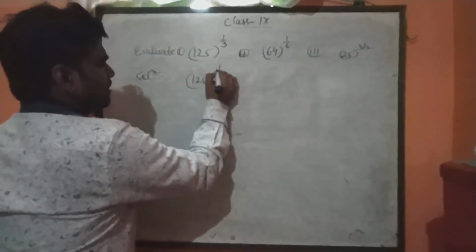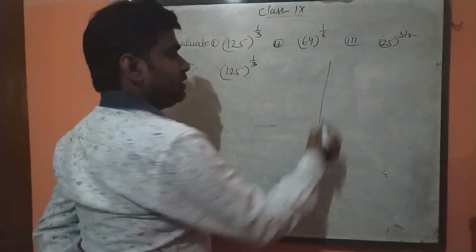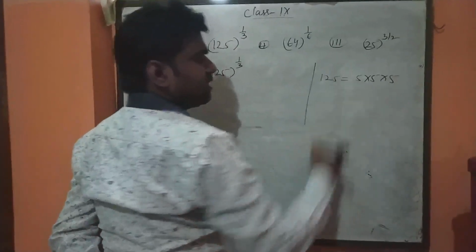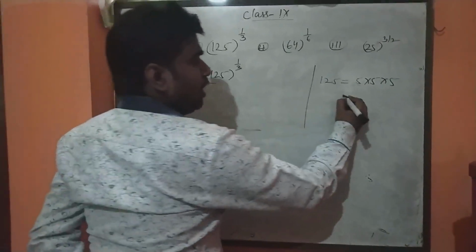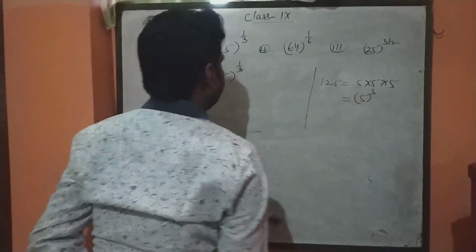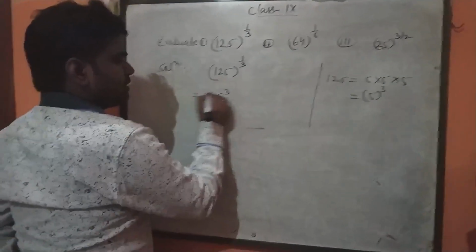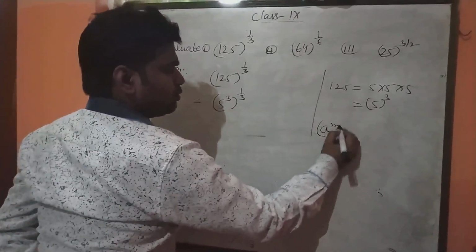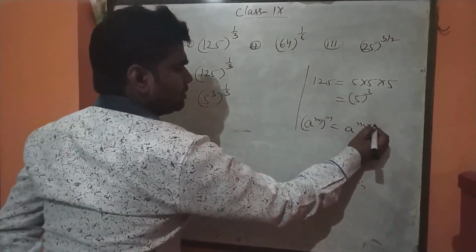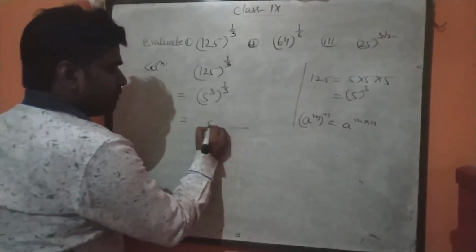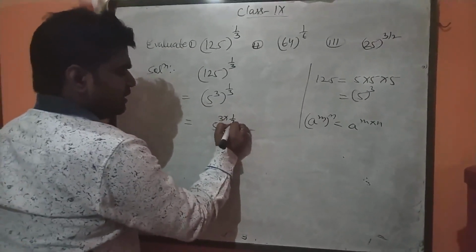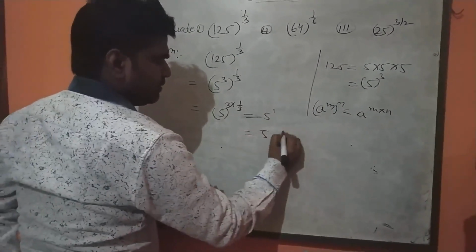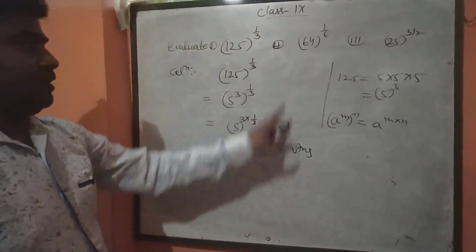125 to the whole power 1/3. 125 is written as 5 into 5 into 5. It is the factor of 5, three times, or it may be written as 5 to the power 3. So (5 to the power 3) to the whole power 1/3. As you know, (a to the power m) to the power n is equal to a to the power m into n. So from the next line we have 5 to the power 3 into 1/3. 3 cancels out, it gives 5 to the power 1, or 5. This is our required solution.